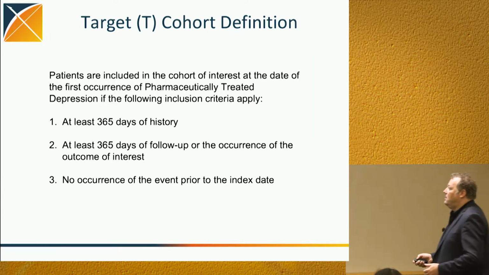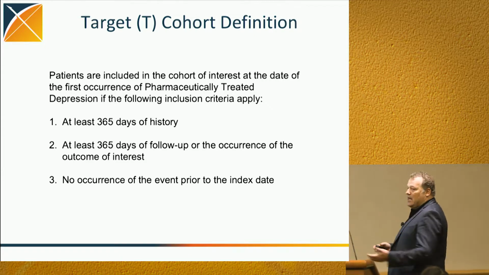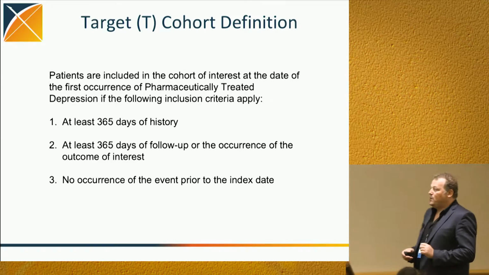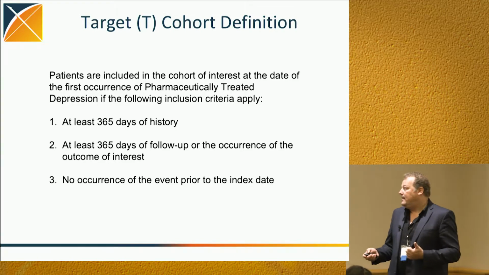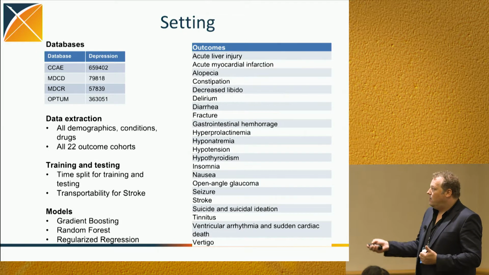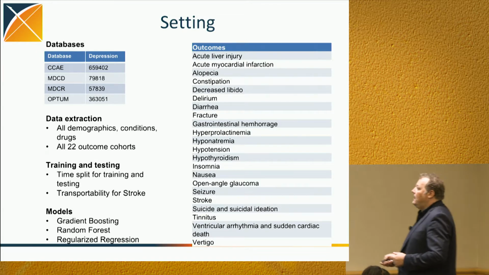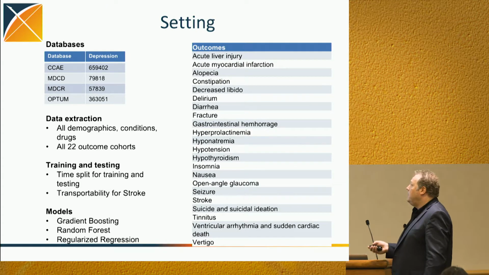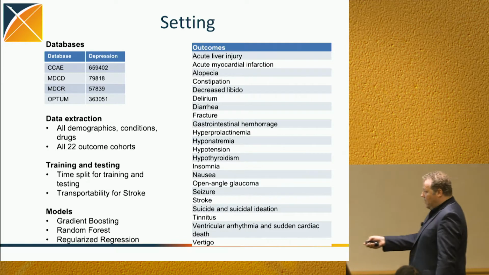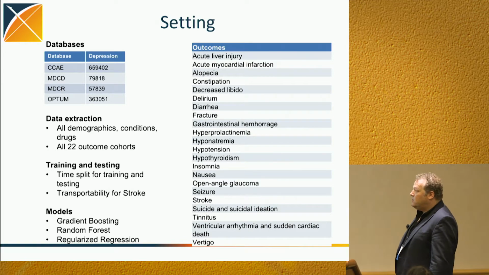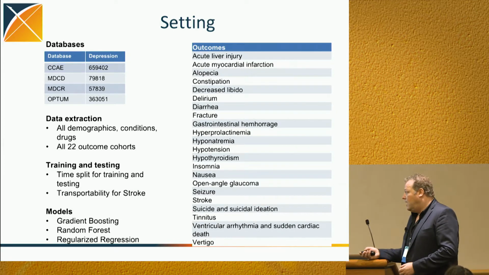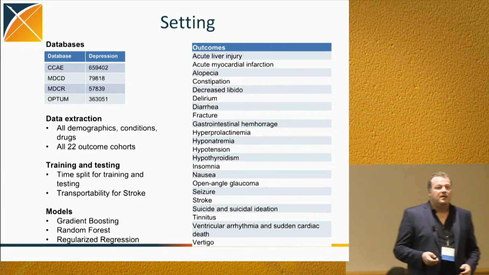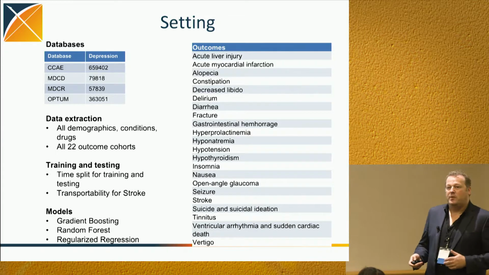We define cohorts. Patients should have at least 365 days of history, a certain amount of follow-up time, and no occurrence of the event prior to the index date. We run that on 4 big claims databases. And here on the right, you see the list of outcomes that we built prediction models for, selected by experts. And we did a train and test set split using the time split approach. We compare different models, so we run gradient boosting, random forest, and regularized regression, and assess the performance of those 3 models within this problem.